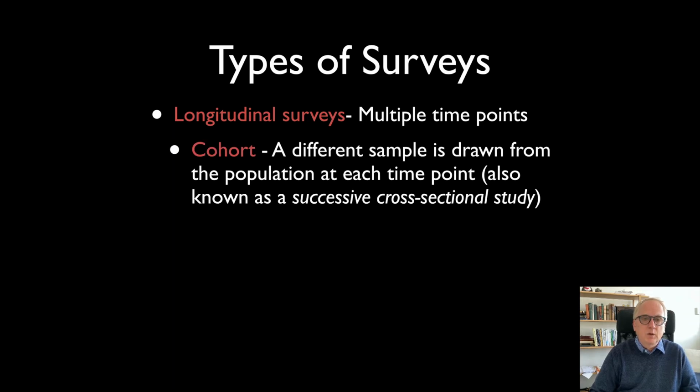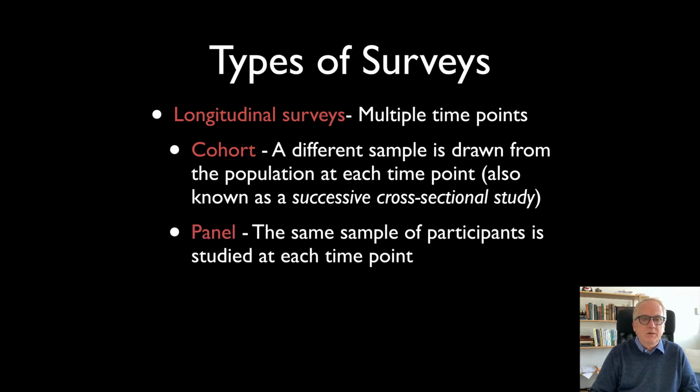And there are different kinds of longitudinal surveys. One type is called a cohort. This is where you have a different sample drawn from the population at each time point. So today's survey might be conducted with this 1,000 people, and then when you conduct the same survey again in another month, you randomly pick another 1,000 people. So they would be a different sample. This is also known as a successive cross-sectional study, when you do a cohort longitudinal survey.